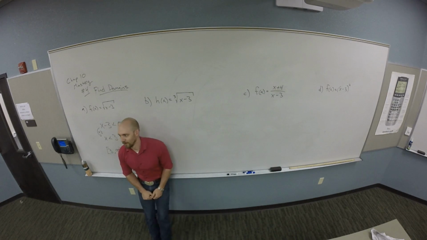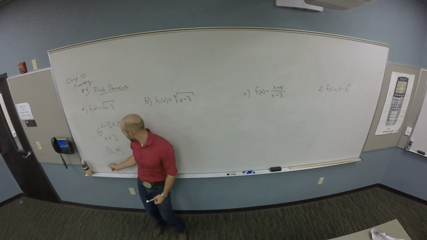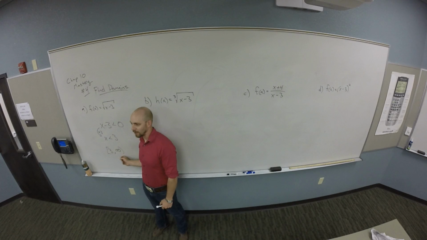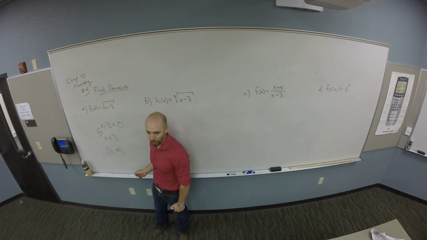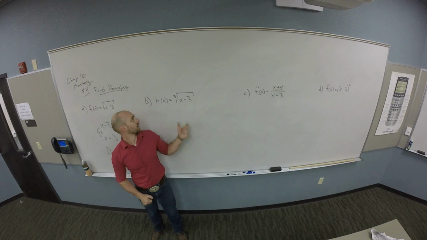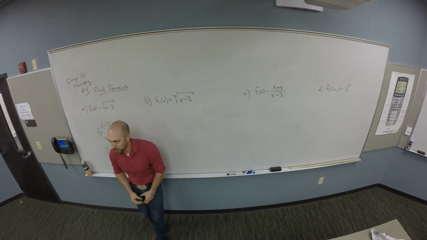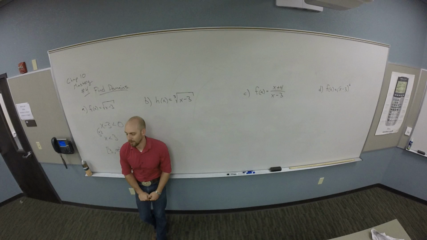Instead of thinking about the ones that work, we could think about it as all the real numbers except the ones that don't work. So how about this other one? I've got cube root of x minus 3. It doesn't matter. Do whatever you want. You have no problem with that.